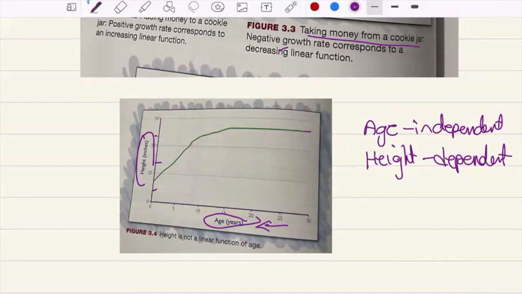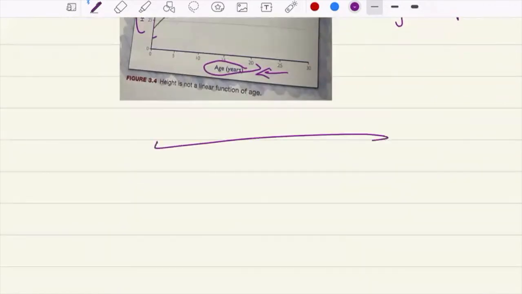Okay, so I'm going to keep a couple examples to solve in class. And then I want to give you the other examples we're going to solve in class. And I'm going to move on to giving you the formulas for linear functions. Okay, so let's go back to the cookie jar. We said formulas for linear functions.